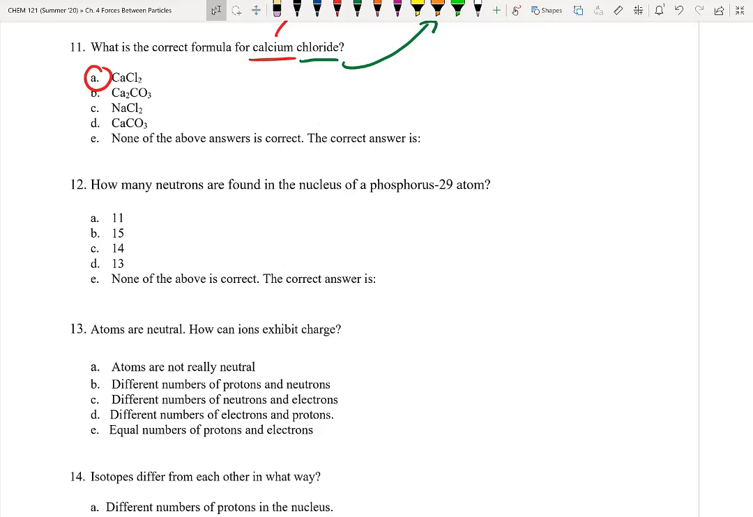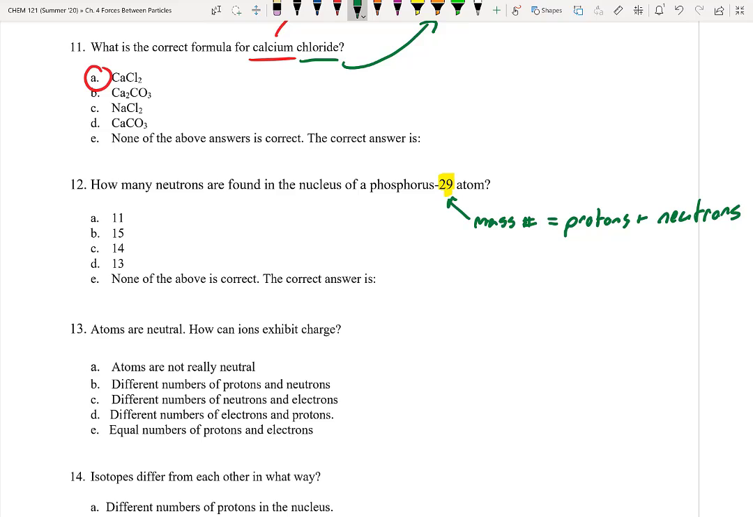So next one, how many neutrons are found in the nucleus of a phosphorus 29 atom? And this 29, if you look at it, is the mass number. And the mass number is going to be equal to the protons plus the neutrons. All right. If we look at phosphorus, phosphorus might have a varying number of neutrons. That's what accounts for isotopes, right?